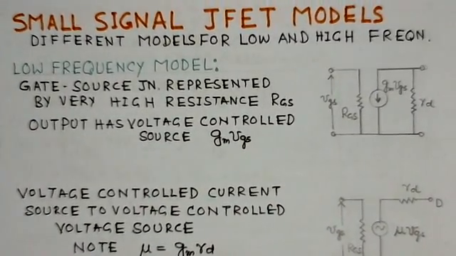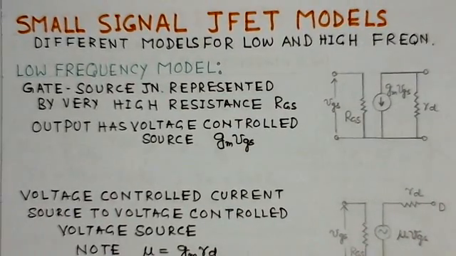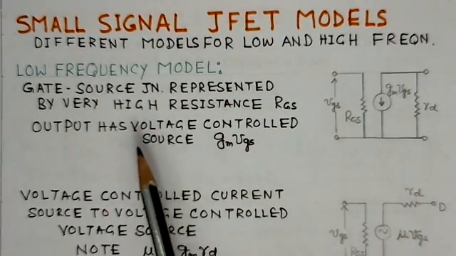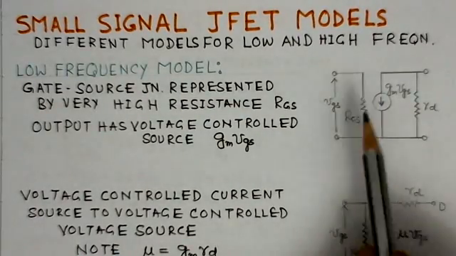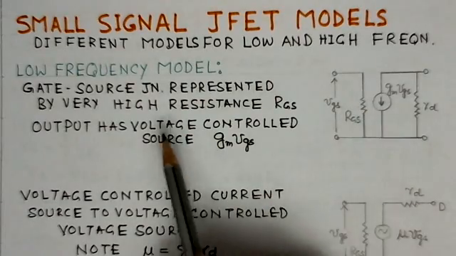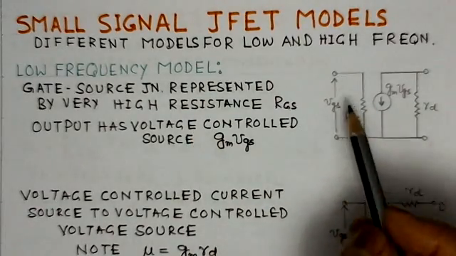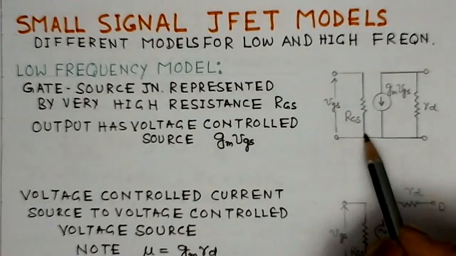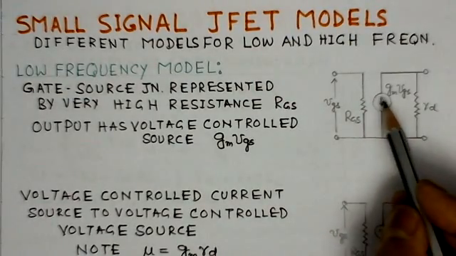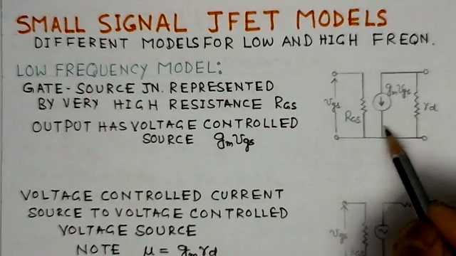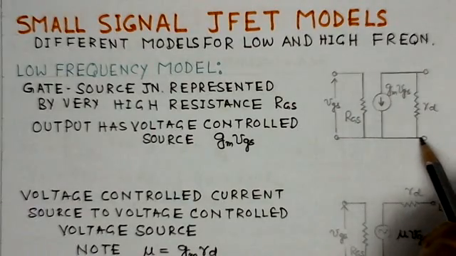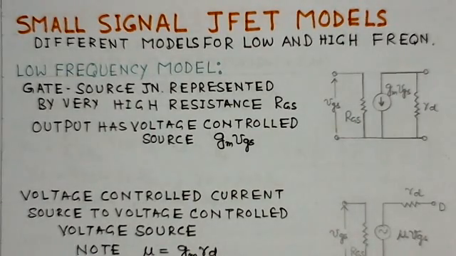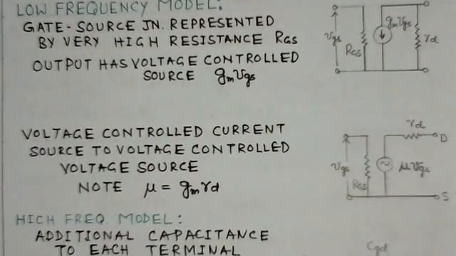Now small signal models. We have different models for low and high frequency. This is a low frequency model. Here the gate to source junction is replaced by a very high resistance RGS, and the output has been replaced by a voltage controlled current source, that is GM VGS, and RD is the drain resistance. So this is the equivalent circuit model for the FET.